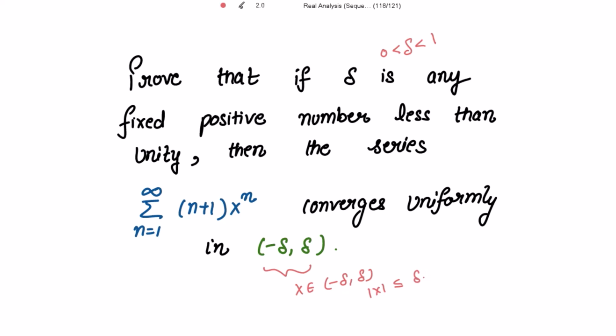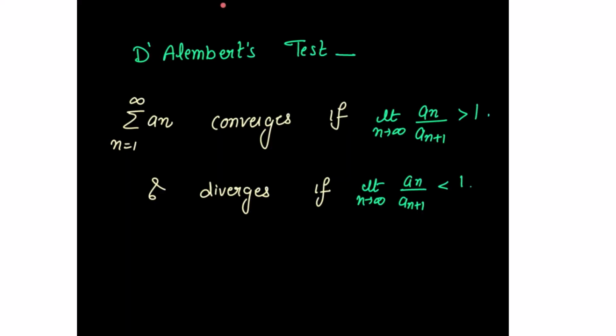So again we need to apply the Weierstrass M-test over here, and there is also a need of D'Alembert's test. So let's recall D'Alembert's test first. What it says: the infinite series summation an converges if limit n tends to infinity an divided by an plus 1 is strictly greater than 1. So the series converges if this limit is strictly greater than 1.